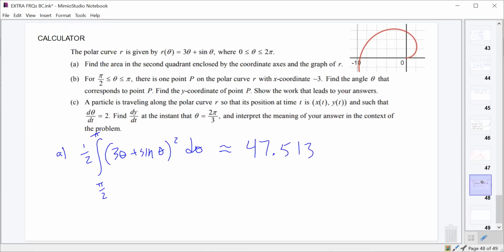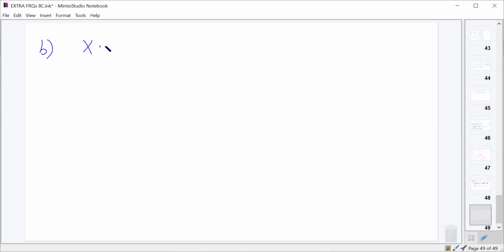I hope. All right, part B. Part B, from pi over 2 to pi, there's a point on the curve where the x-coordinate is -3. We want to find the angle theta that corresponds to point P and then find the y-coordinate of that. So the x-coordinate equals -3. Well, x, which is -3, ought to equal r cosine theta. So we need -3 to equal 3 theta plus sine theta times cosine theta.